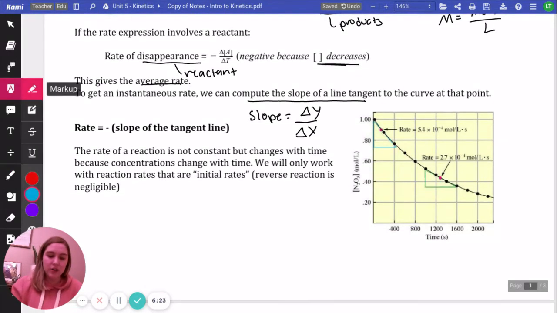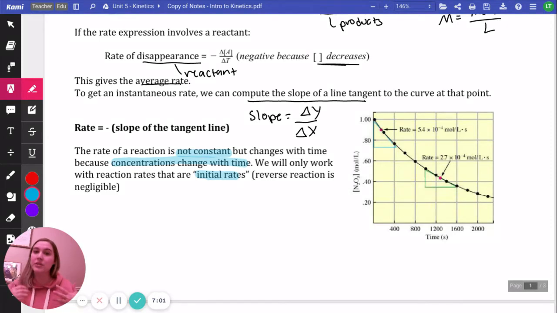Now, the rate of our reaction, like we talked about, is not a constant, but it will change over time because your concentrations change over time. So for the most part, what we're going to use in kinetics is reaction rates that are initial, and we're going to say our reverse reaction is negligible. So what is a reverse reaction? In a normal forward-moving reaction, reactants turn into products. In our reverse reaction, products turn back into reactants.